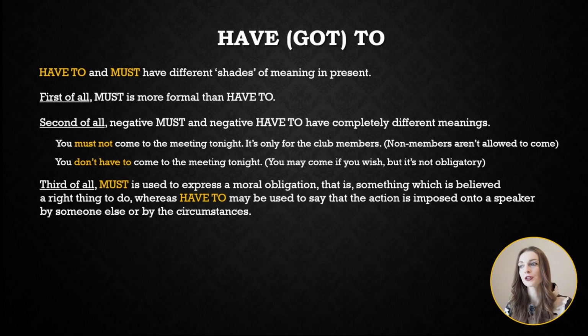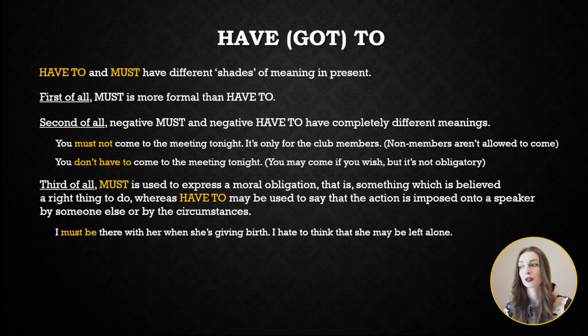Third of all, must is used to express a moral obligation, that is, something which is believed a right thing to do. Whereas have to may be used to say that the action is imposed onto a speaker by someone else or by the circumstances. I must be there with her when she is giving birth. I hate to think that she may be left alone. The speaker here feels obliged to be present. It's his or her moral obligation to be there.